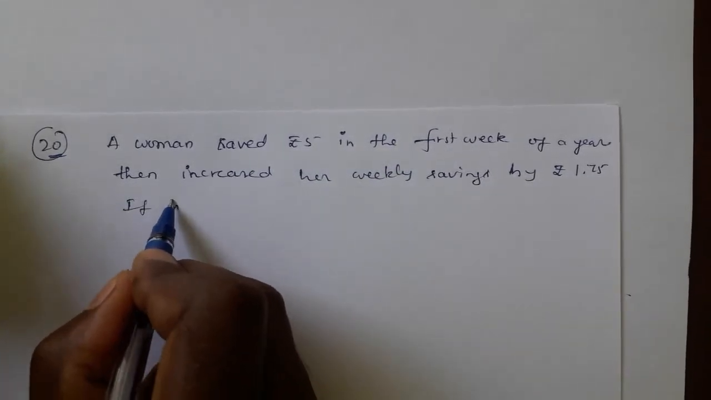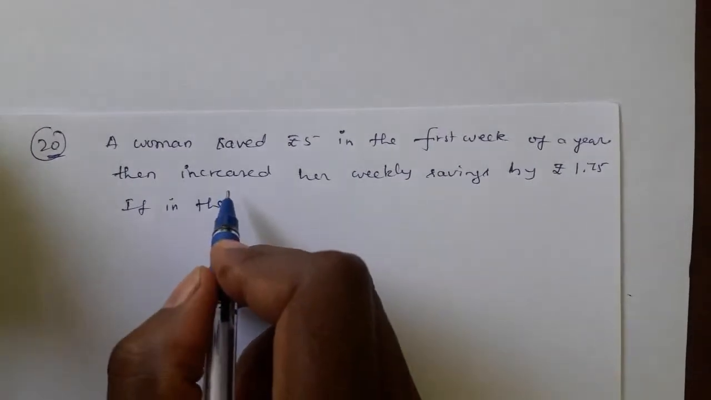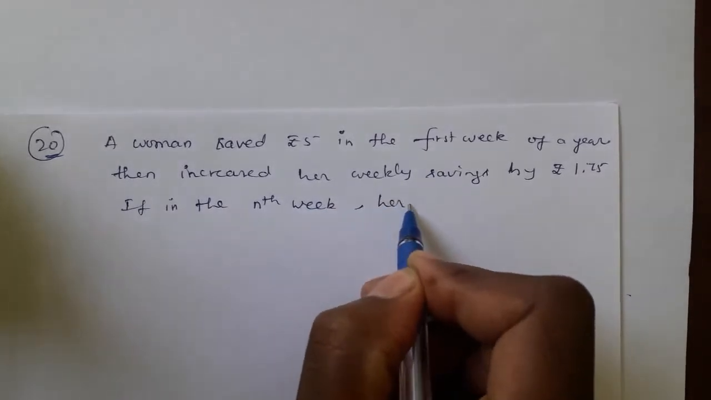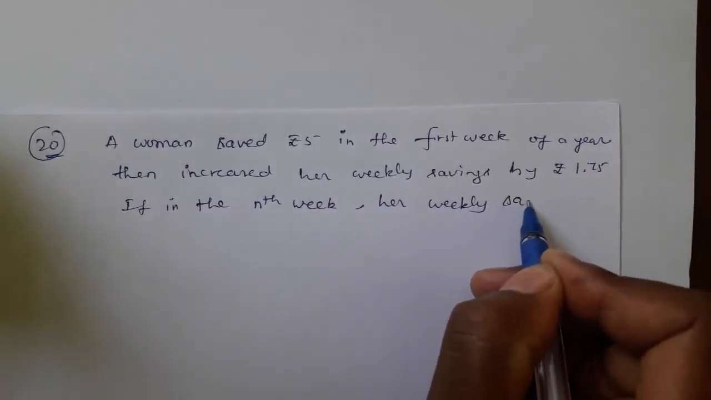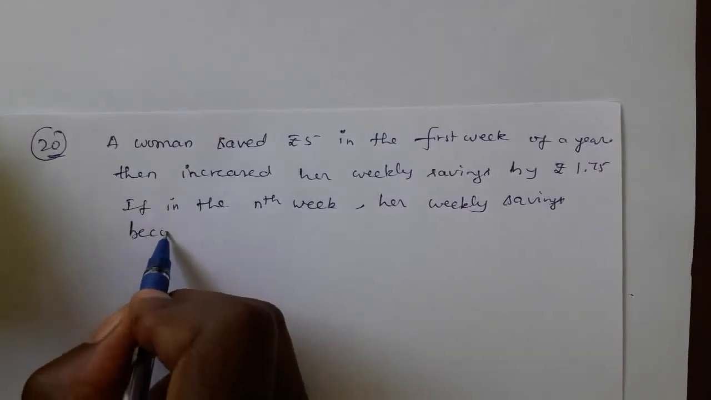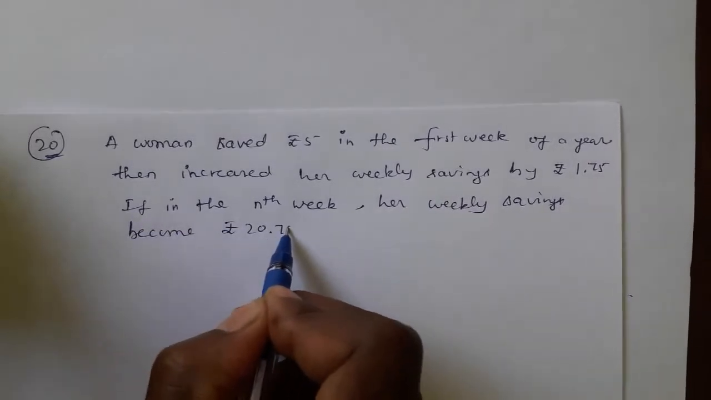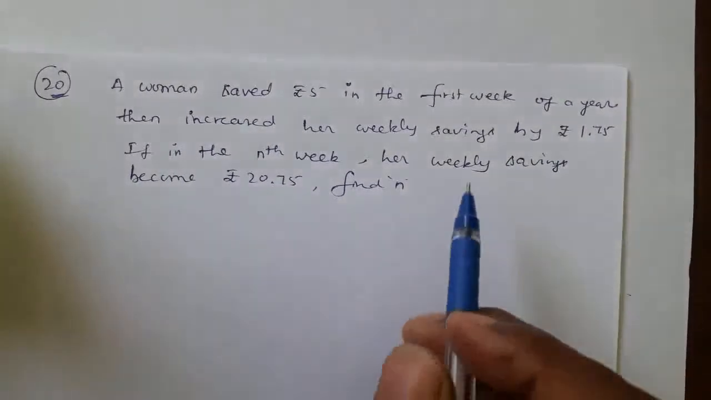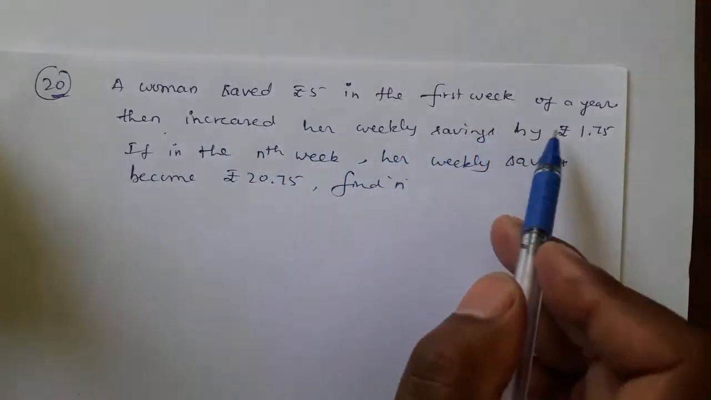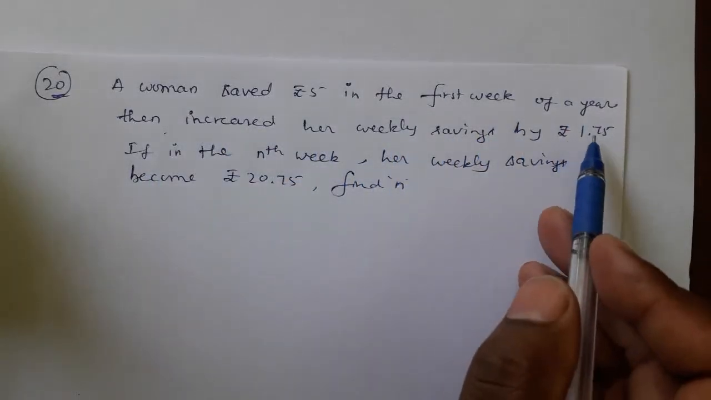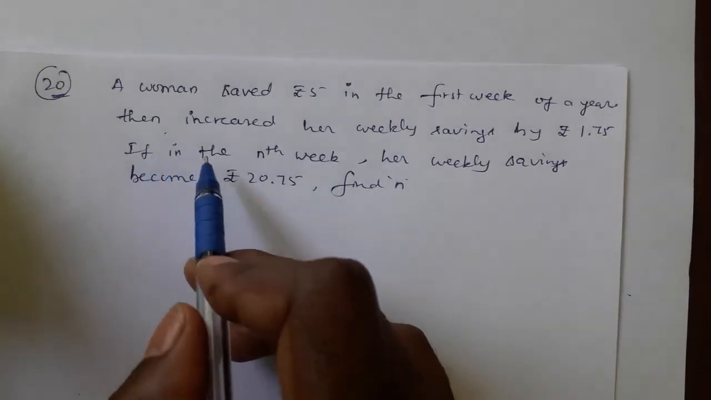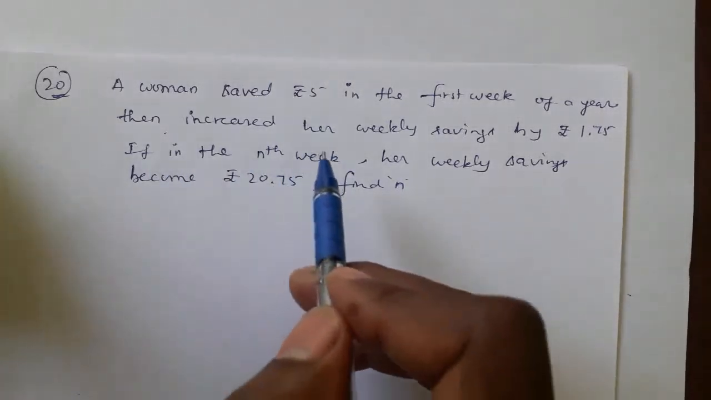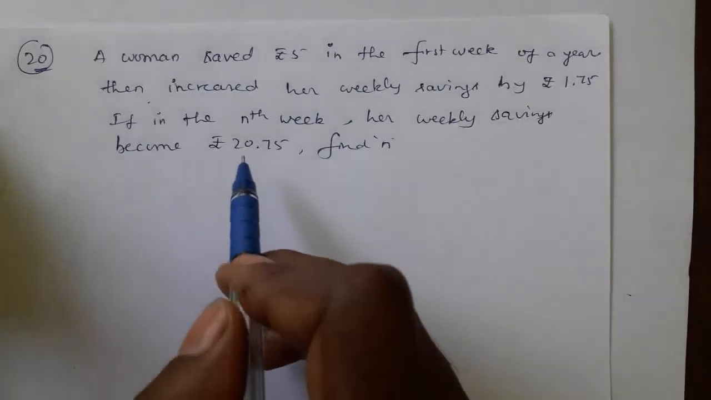If in the nth week her weekly savings become rupees 20.75, find n. So find the value of n. Like the last problem, every week she is increasing her savings by 1.75 more. If in the nth week, so it is not given, in which week? They are asking in which week her weekly savings become 20.75.